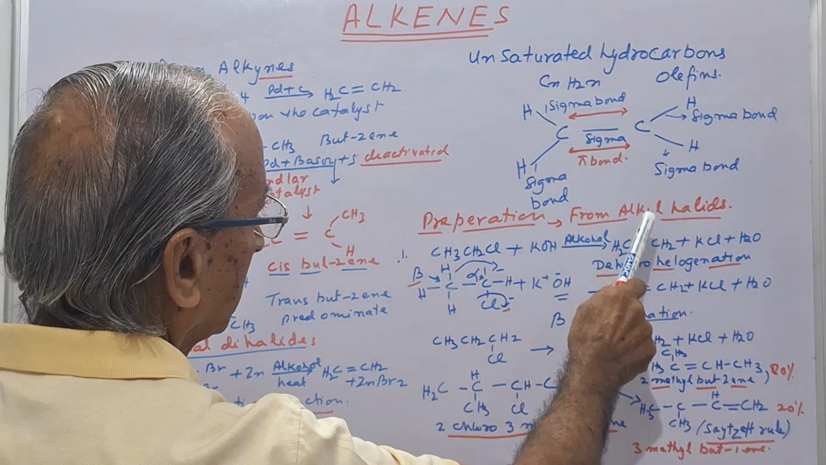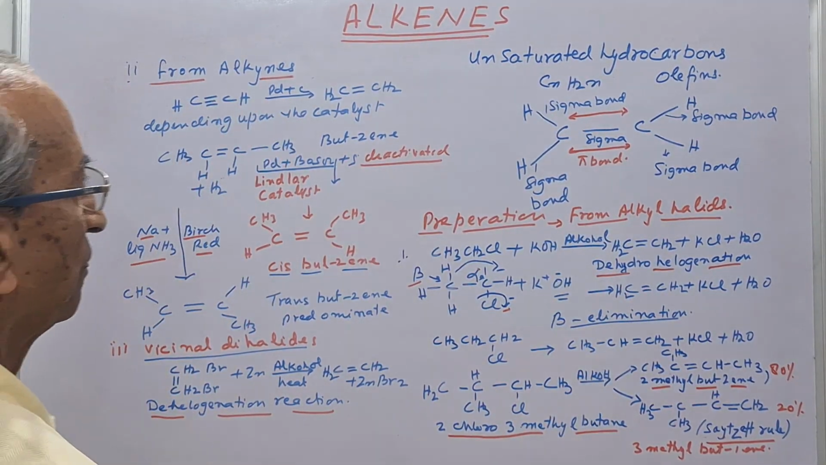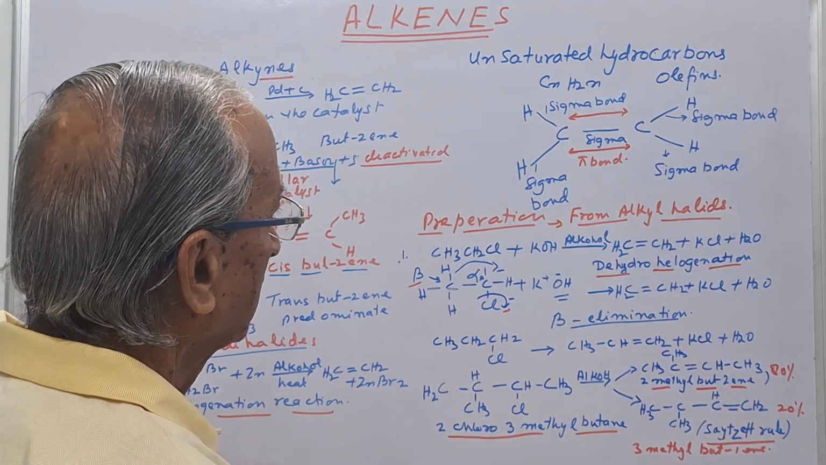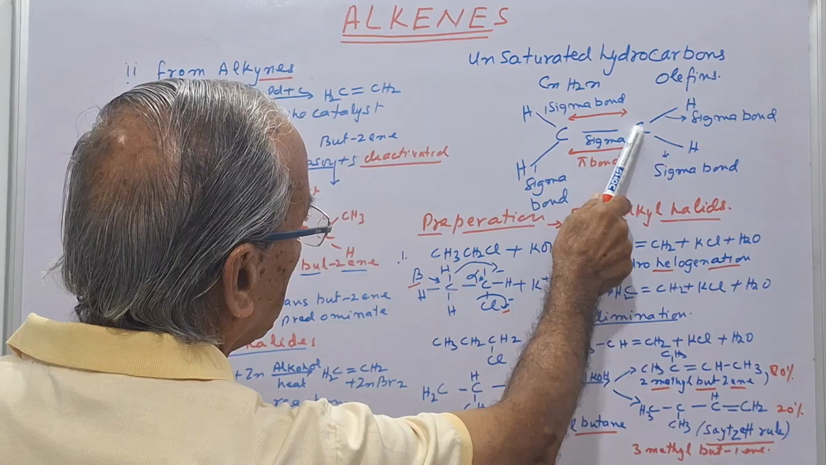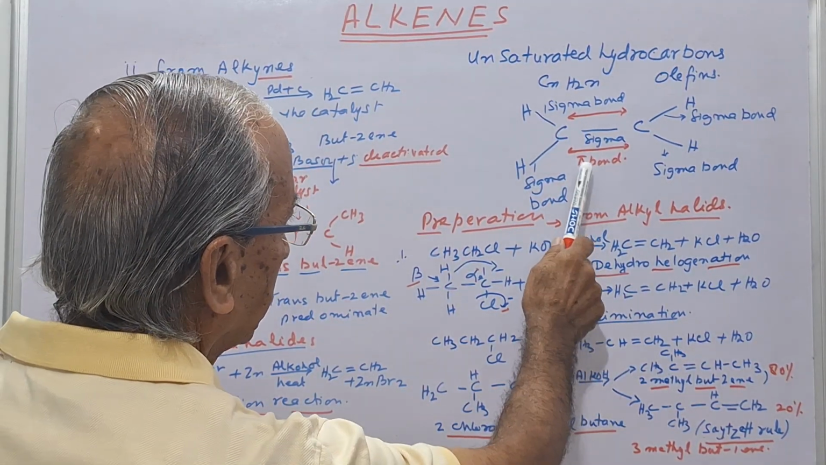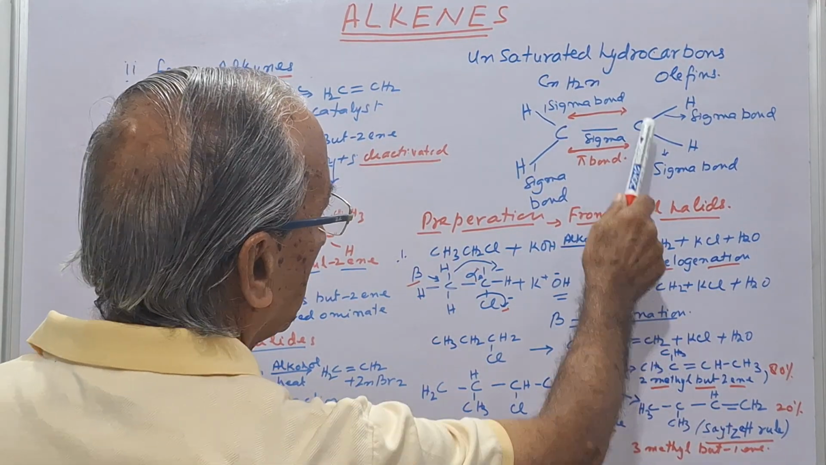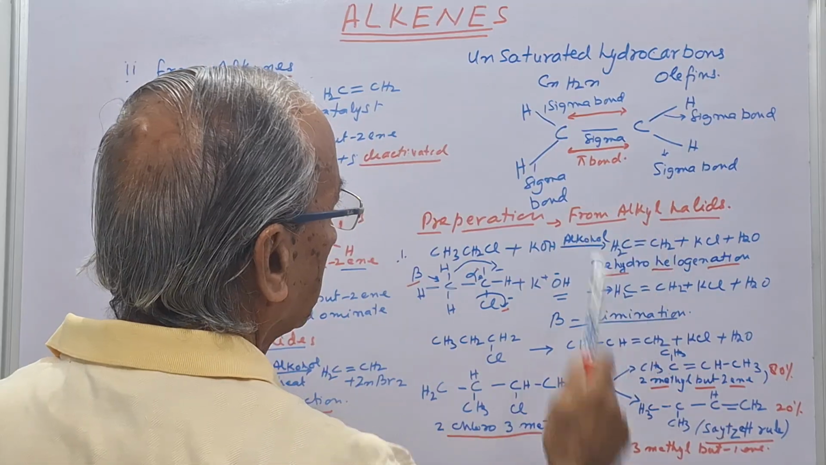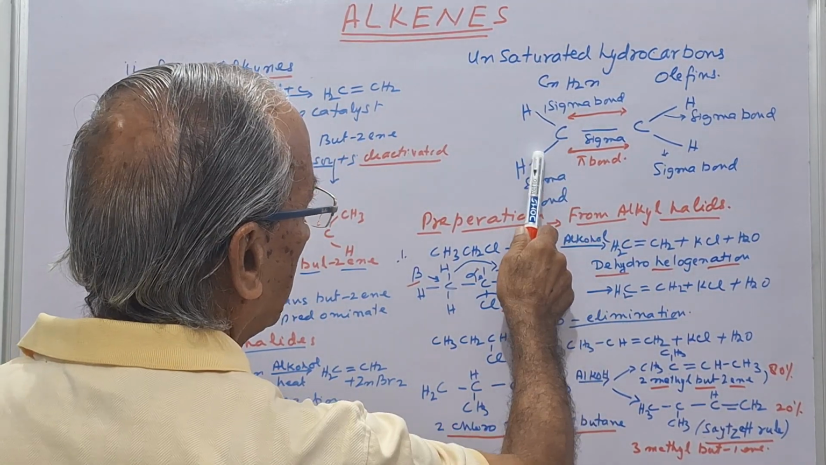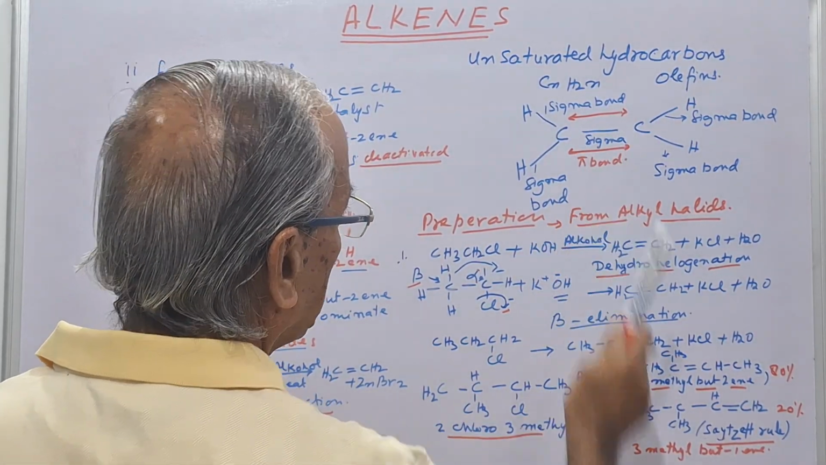Now, if you see the structure of the double bond, here we take the example of ethylene. In the carbon-carbon double bond, one bond is a sigma bond and the second is a pi bond, and the carbon-hydrogen bond is also a sigma bond. So there are three sigma bonds and one pi bond between the carbon and the carbon.